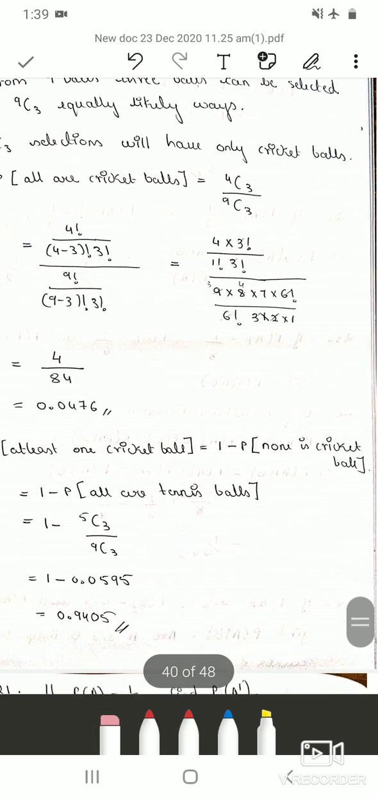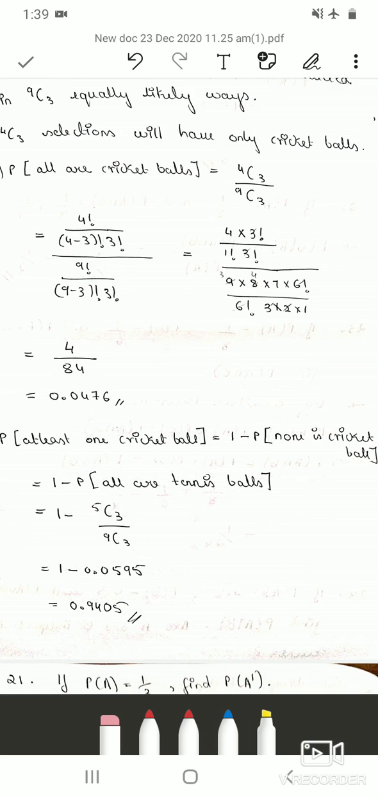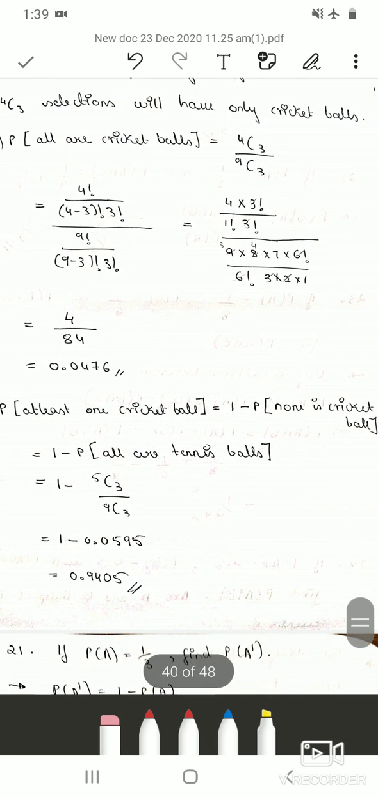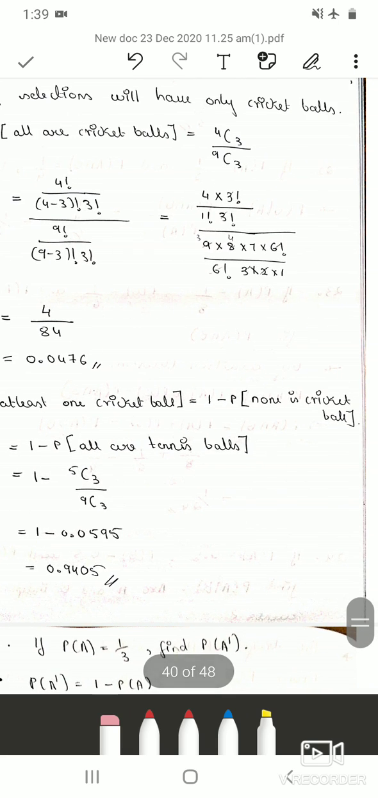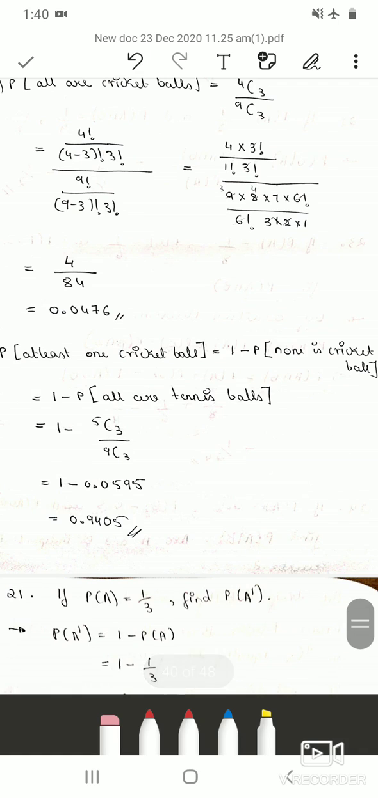The next sub question is, we have to find the probability of getting at least one cricket ball. Whenever they ask for at least one event, we can take the complement. For this the complement would be 1 minus probability of none is a cricket ball. None is a cricket ball means all the balls are tennis balls. So we have to find the probability that all balls are tennis balls. So 1 minus 5C3 divided by 9C3.